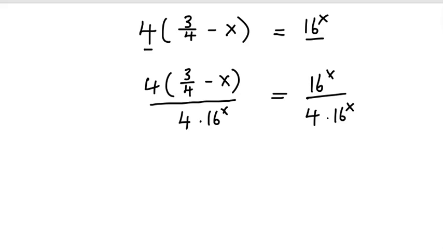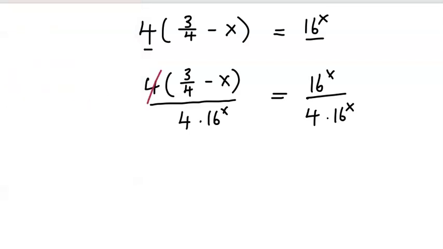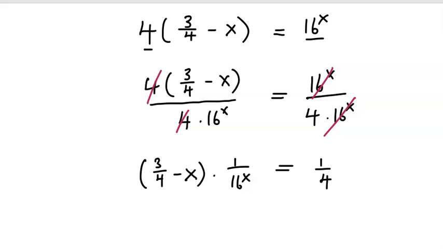Now you can see from here we have some nice cancellations going on. And what are these cancellations? Notice that here 4 we cancel 4, here 16 raised to the power of x we cancel 16 raised to the power of x, right? So now from here we have 3 over 4 minus x, then multiply by, this is same as 1 over 16 raised to the power of x. So this is equal to, we only have 1 over 4 at the right hand side.